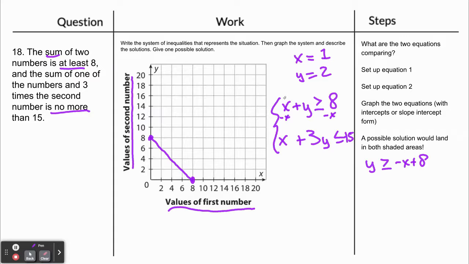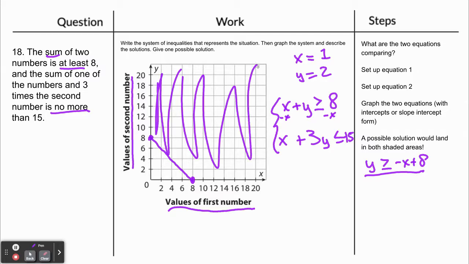The other way I can think of it, it's in standard form, so I could just find my intercepts here by plugging in 0. So when x is 0, y would be 8. When y is 0, x would be 8. So I could do that as well. But in this case here, it's in slope-intercept form, so I can figure out, okay, y is greater than all of this. So that is going to shade in the top part of my graph here, not the bottom part.